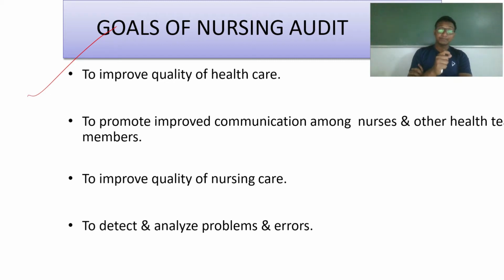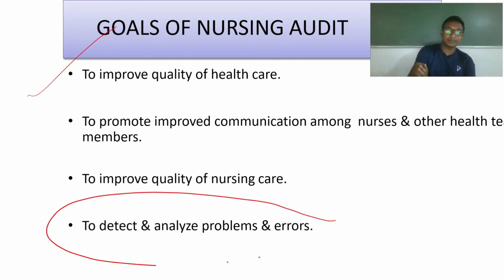At the same time, the person who comes to do the nursing audit will check the patient case sheet, as well as the care being provided by the nurse, whether the documented things in the case sheet are actually being provided to the patient or not. He is going to check. It also promotes improved communication among nurses and other health team members. What are the goals of the nursing audit? The first is to improve the quality of care and promote communication, to improve the quality of nursing care, and to detect and analyze problems and errors.